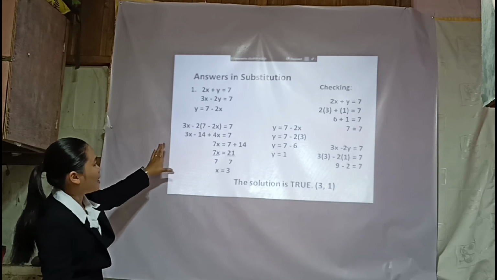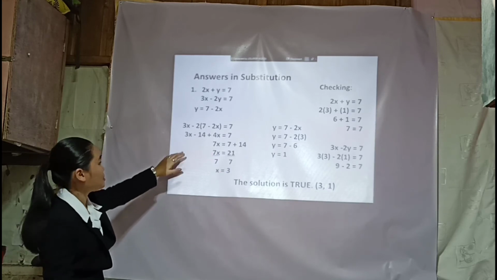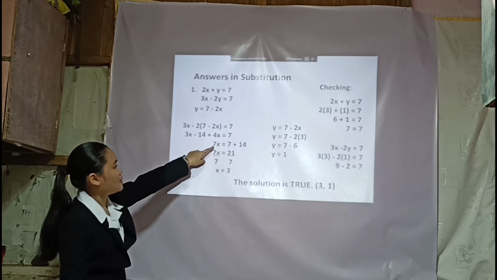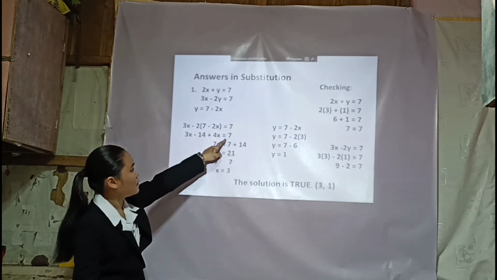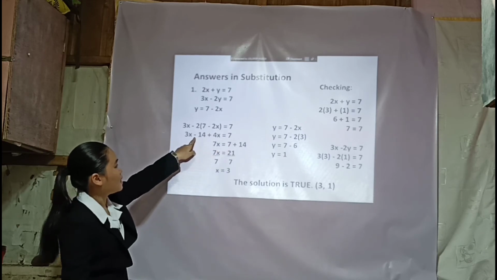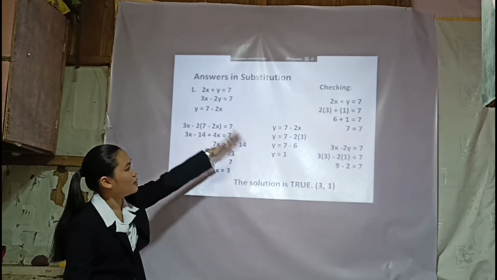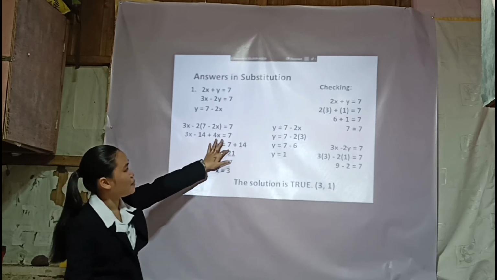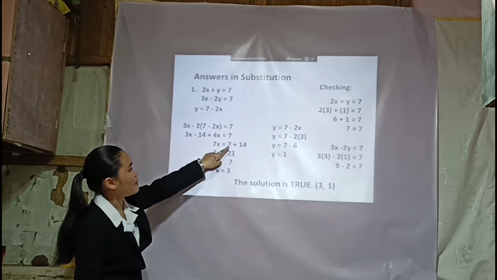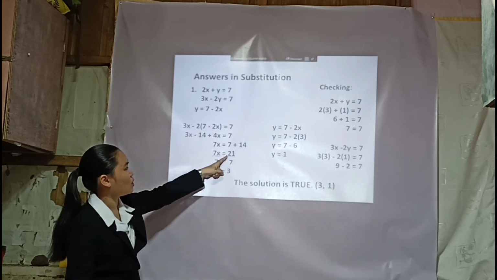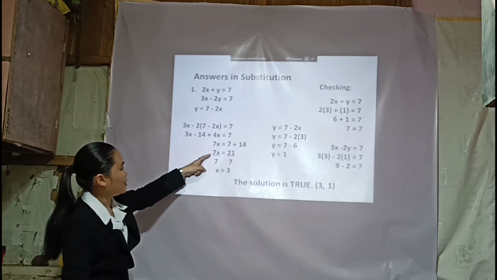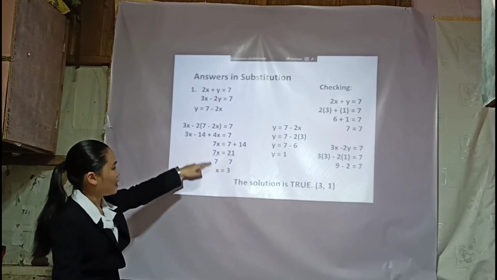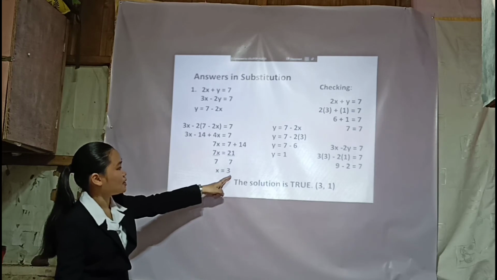So, next, we will combine like terms. 3x plus 4x equals 7x. So, equals 7. Let's transfer the negative 14 to the other side. So, it becomes positive 14. So, 7 plus 14 equals 21. Let's divide 7x and 21 by 7. So, the answer is x equals 3.